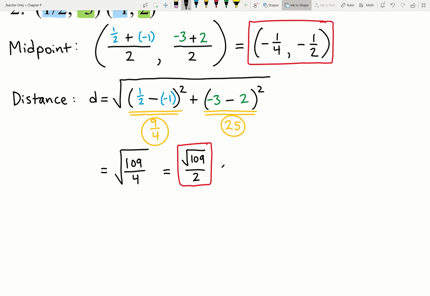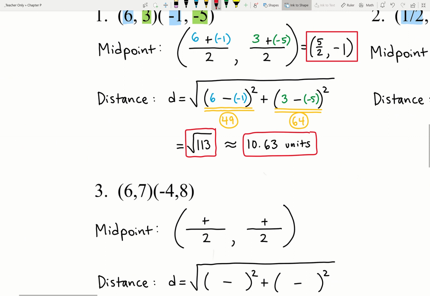And then, of course, if we were looking for an approximate answer, we would just have to take that value and plug it into the calculator. And if you do that, you're going to end up with 5.22 units approximately. Okay? So these turn out to be longer decimals here, so I'm just writing these and rounding to the nearest hundredth, but that would be a quick demonstration of how that works.